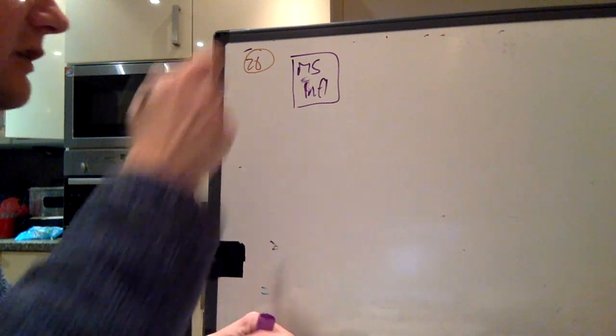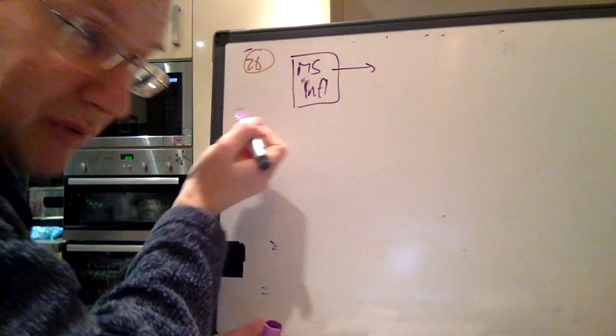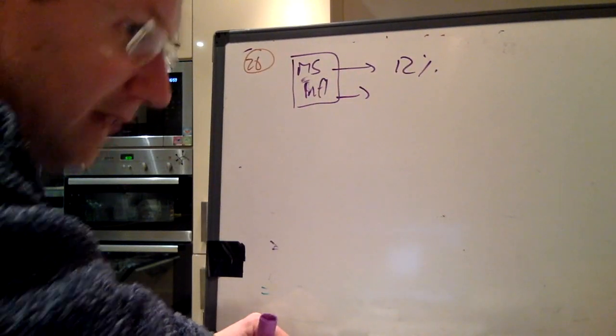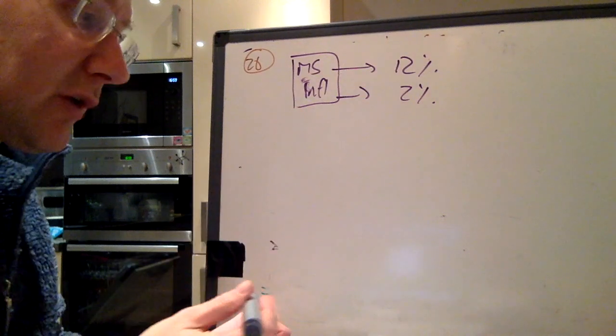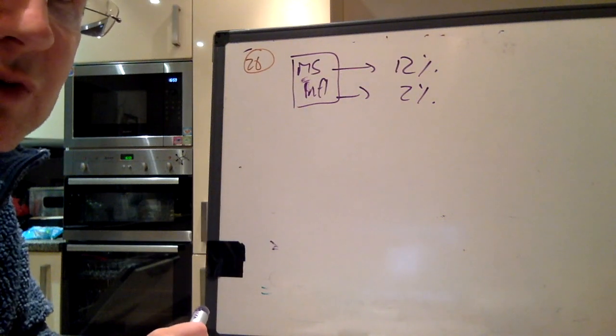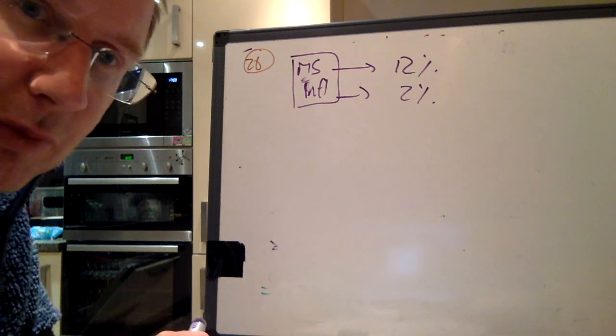And what we can see is that on average over this period, the money supply is growing by about 12%, and inflation is about 2%. And the question is, to what extent does this data provide evidence to support the quantity theory of money? So if you don't know what the quantity theory of money is, you've got a bit of a problem.